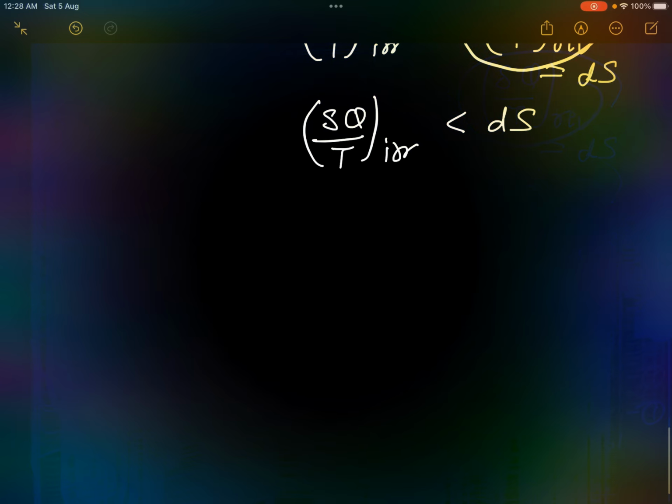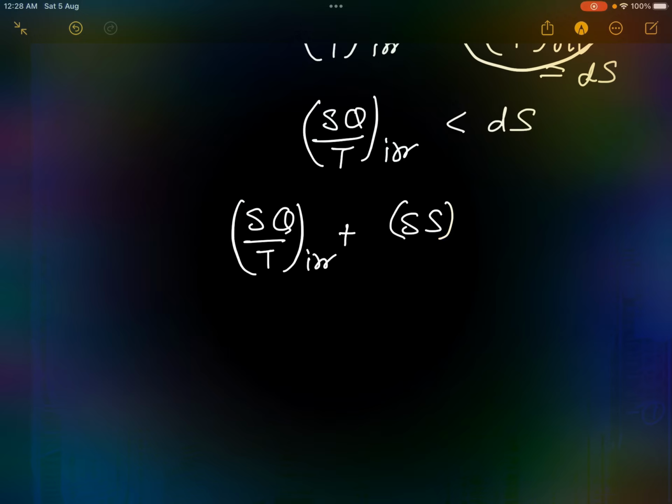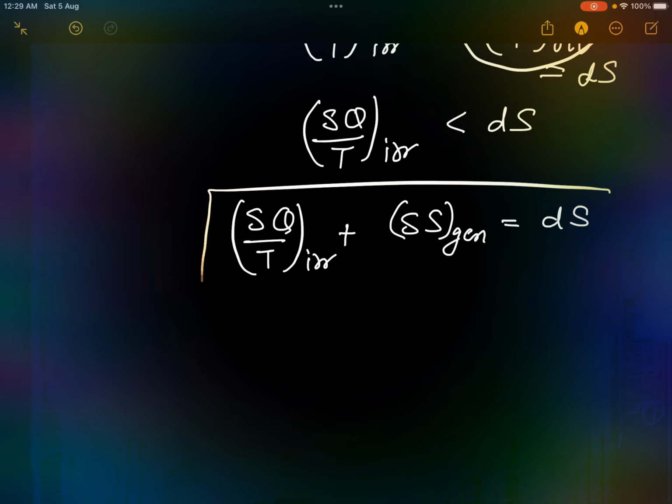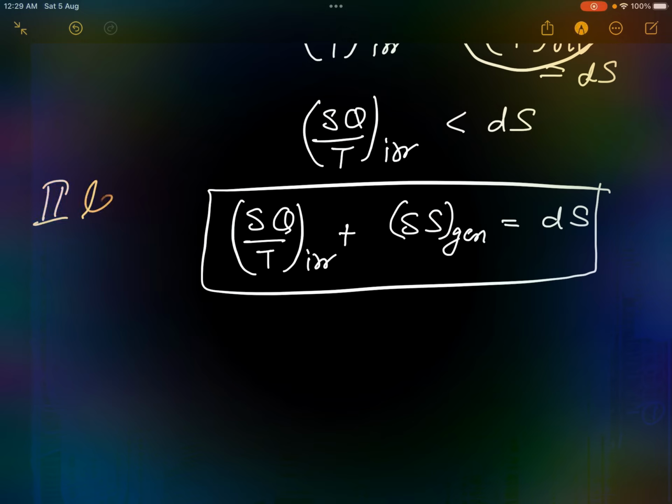That's why one more term comes into the picture: if I want to equate it with the change of entropy, then I have to add some extra term for the case of the irreversible path, and that extra term is called entropy generation. That will be equal to the entropy change. So this is the equation of the second law. This is called the second law equation in mathematical terms.